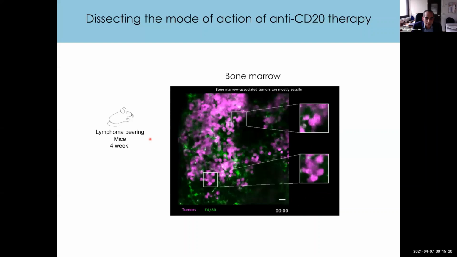But can that apply to all tumor cells, in particular because tumor B cells may not recirculate? We decided to have a closer look at this, again using a mouse model of B cell lymphoma, and performing intravital imaging of the bone marrow after this lymphoma has been established. So this is what you see here.